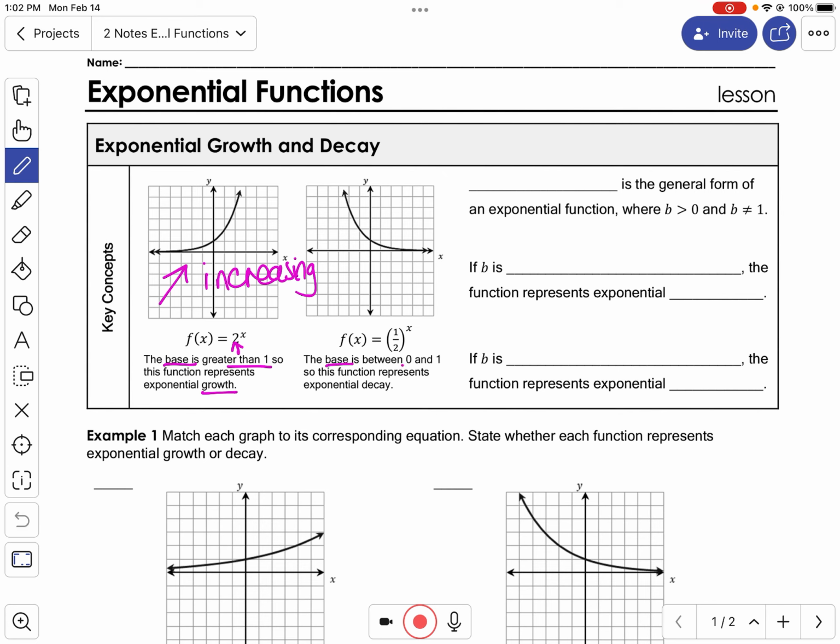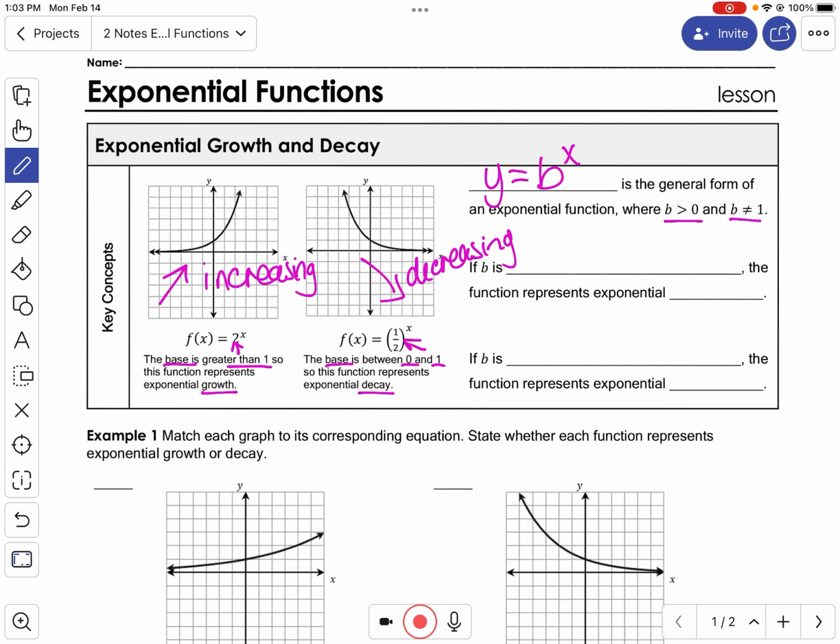Then if your base is between 0 and 1, that's going to be a decay. Notice this base is a 1/2 because it's 1/2 to the x. Notice this graph is decreasing from left to right, so that would be a decay. You can either look at your function or at your graph to determine if it's a growth or a decay. Your general form of an exponential function is y equals base to the x power, where the base is always greater than 0 and cannot equal 1.